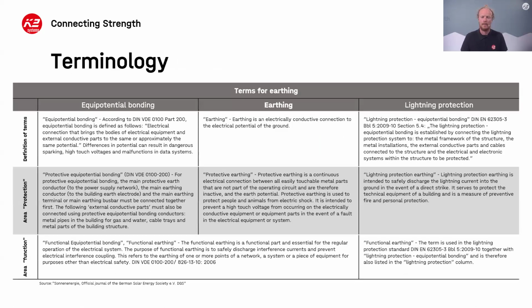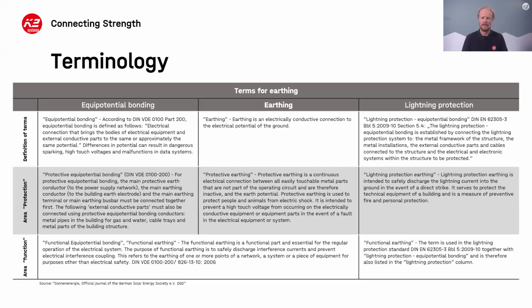Jumping now to a bit of terminology. I know there's a lot of information on this slide, and I'm going to summarize it quickly because we will send the video out, and we will also send these slides out later, so you can look at it in more detail. Some of the terms for earthing: we have equipotential bonding, which, as I said before, is between two or more objects, and we have earthing, which is between those objects and the ground.